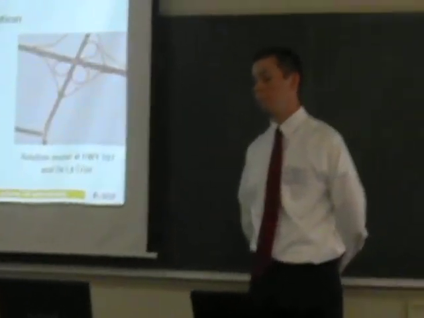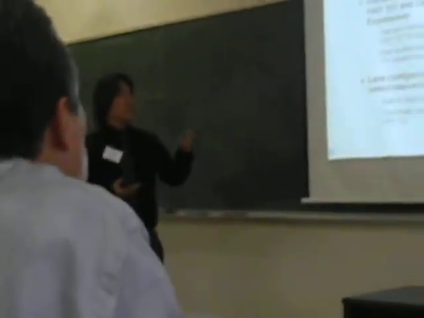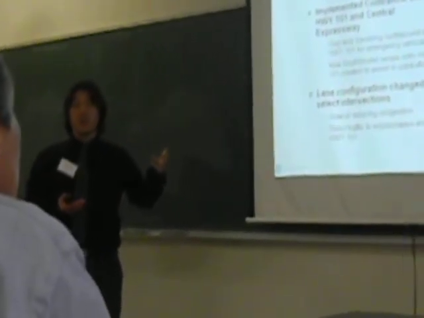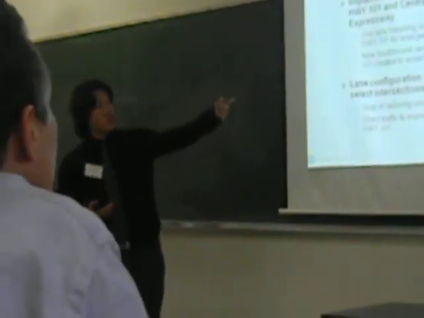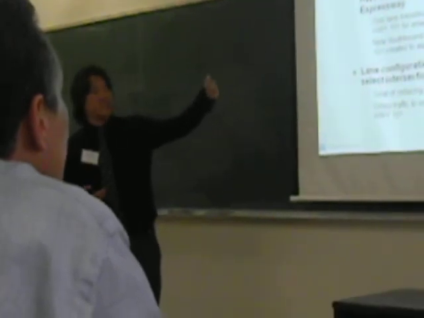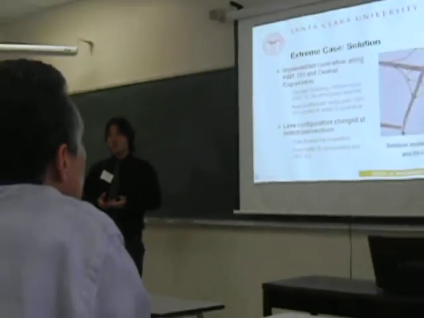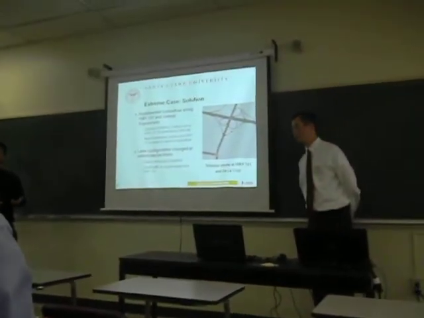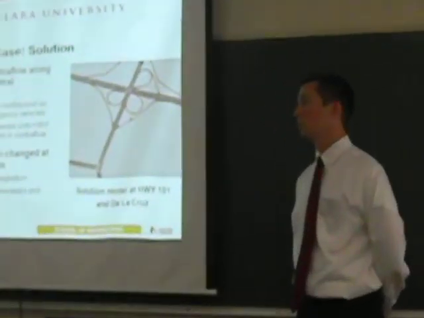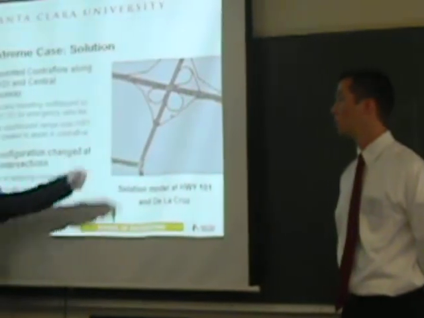So for deciding what kind of solution we want to implement, we decided to implement contraflow lanes along Highway 101 and Central Expressway. You can see this in our picture here. We have the contraflow heading in the southbound direction. However, we left one lane traveling northbound in case emergency vehicles or law enforcement and such need to use the highway. And we also implemented new southbound ramps onto Highway 101, as you can see over there.